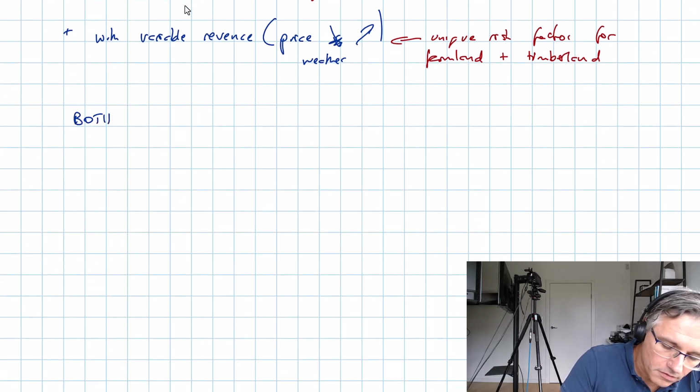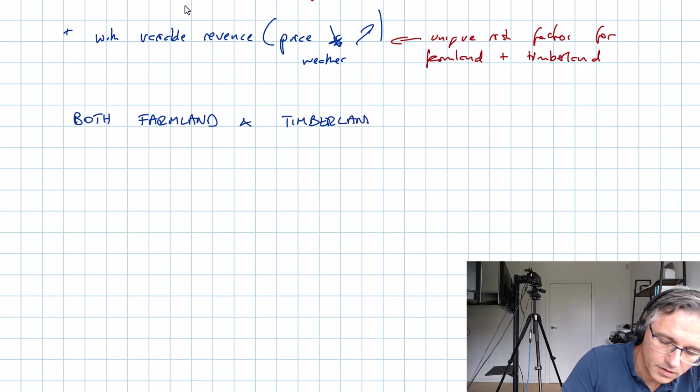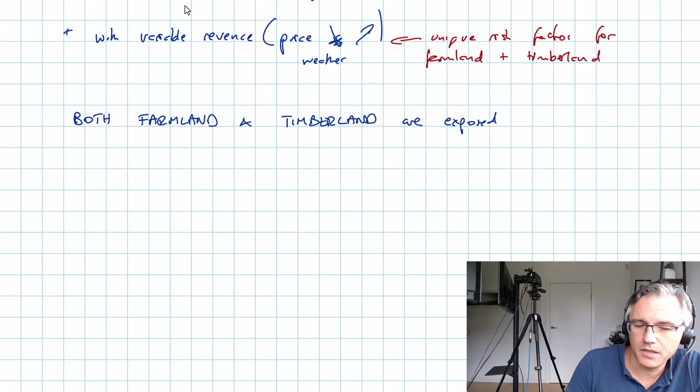Good. Both farmland and timberland are exposed to very similar global risks.